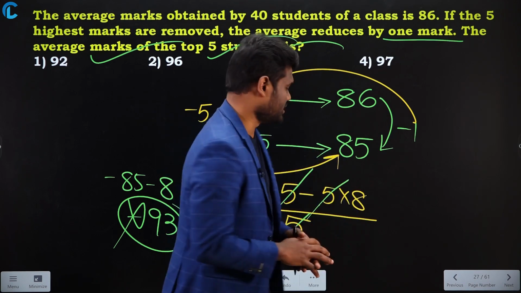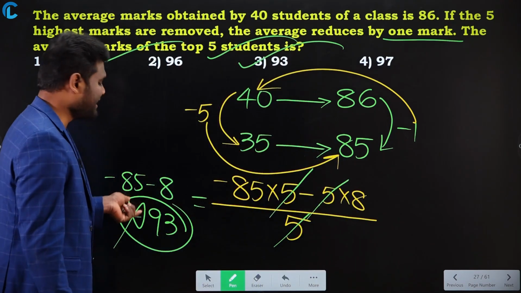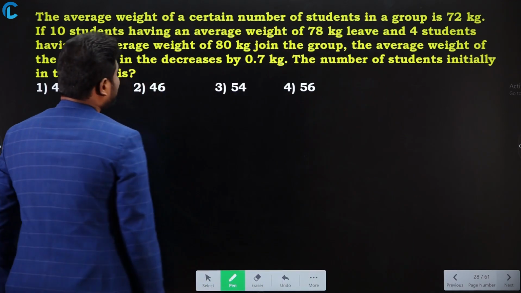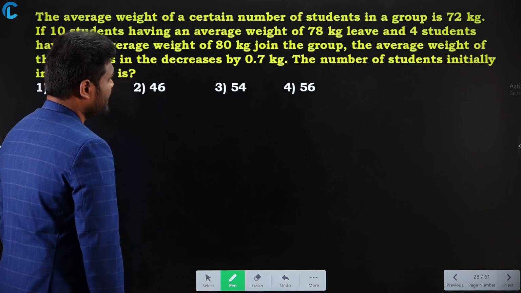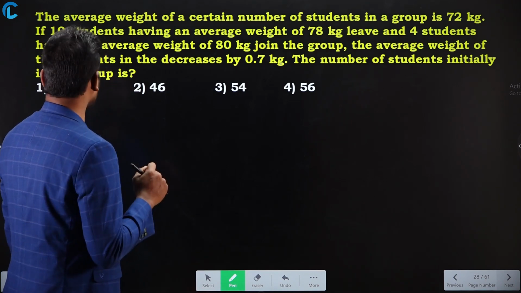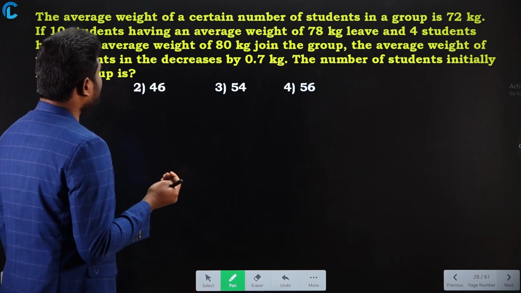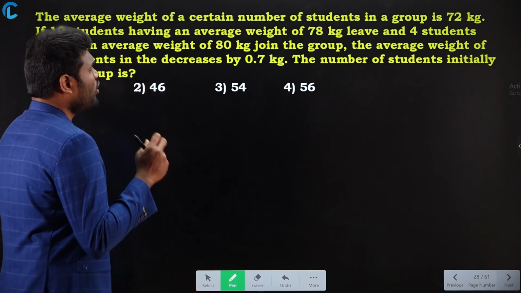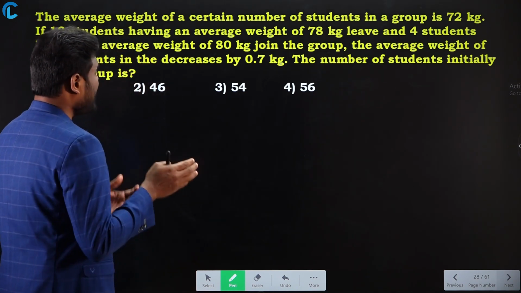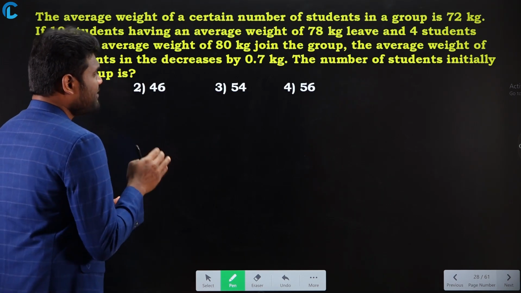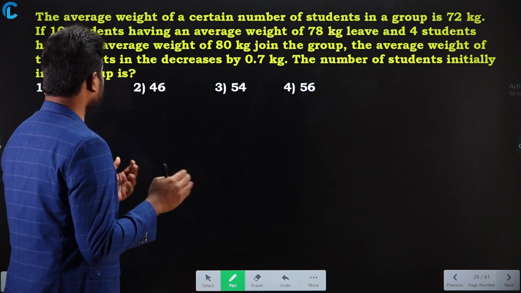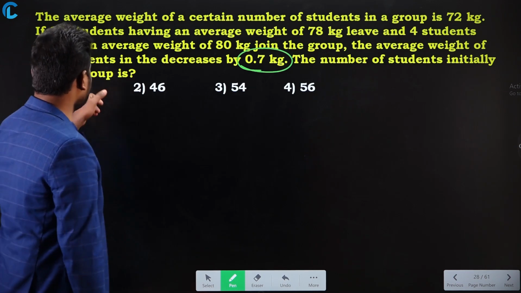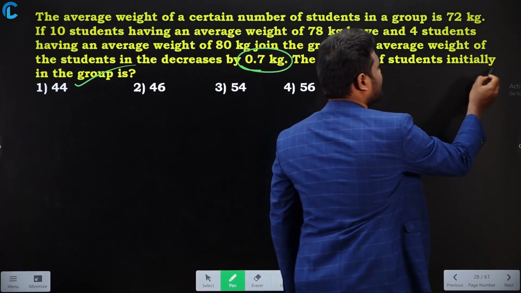Okay, very simple question. Don't forget, while you're calculating this, if you get a final negative value, neglect the negative value. Next one: the average weight of a certain number of students in a group is 72 kg. If 10 students having an average weight of 78 kg leave and 4 students having an average weight of 80 kg join the group, the average weight of the students is decreased by 0.7 kg. The number of students initially in the group. So we're supposed to find how many students are there initially.